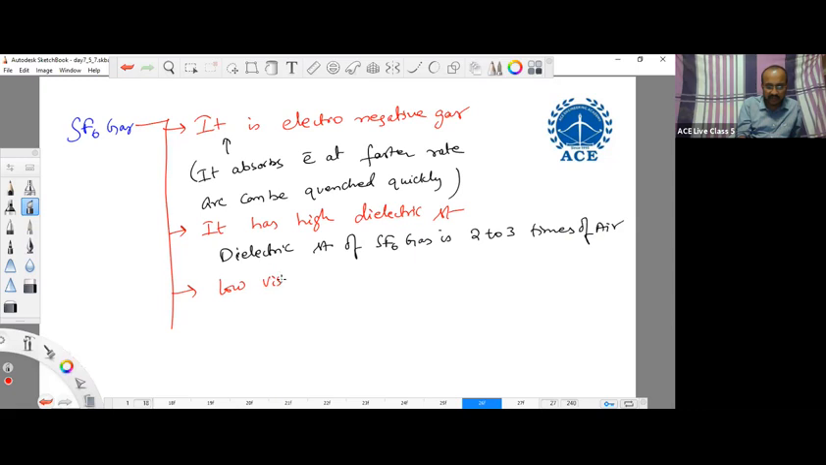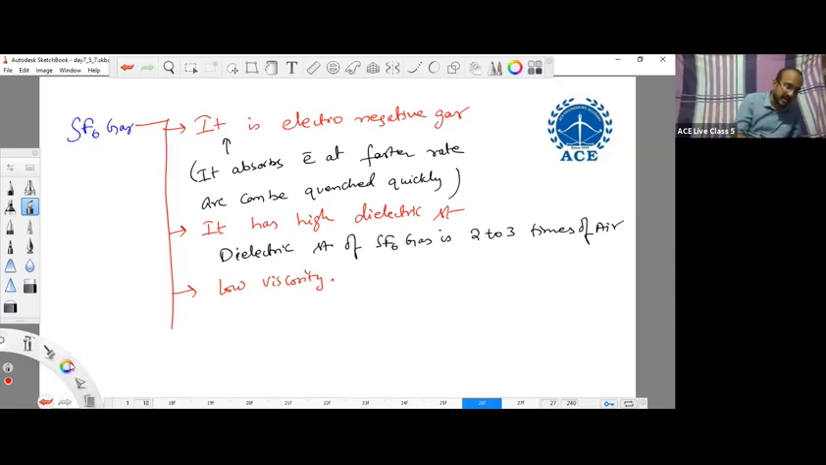Low viscosity. So if the viscosity is low, what happens? If the viscosity is high, the force required for contact separation will be more. If the viscosity is low, the contacts can be easily separated. Suppose you move your hand in water and in oil, where will the force required to move your hand be more? In oil, because the viscosity is high. In the case of SF6 gas, the viscosity is low.